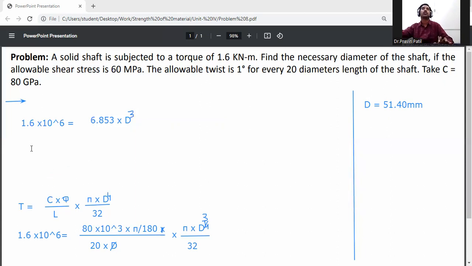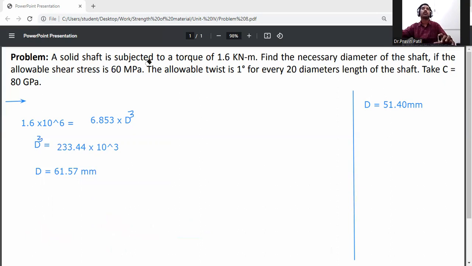So d is equal to 1.6 into 10 raised to the power 6 divided by 6.853. In terms of d cube, d cube is equal to 223.344 into 10 raised to the power 3. So d is equal to 223.44 into 10 raised to the power 3, raised to 1 by 3. It will be 61.57 mm.